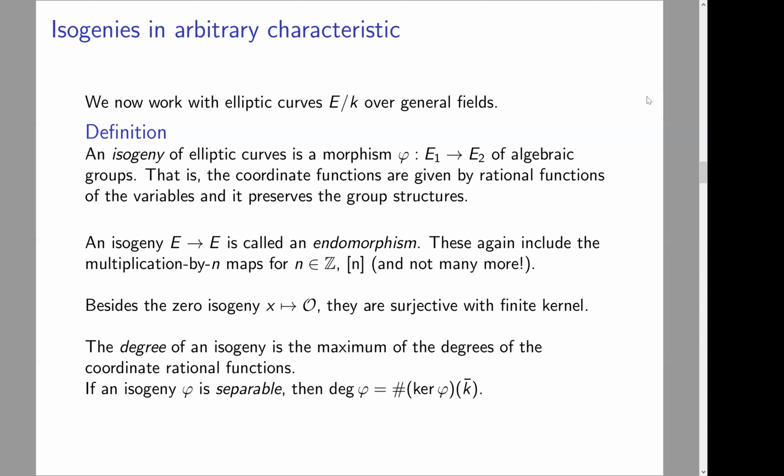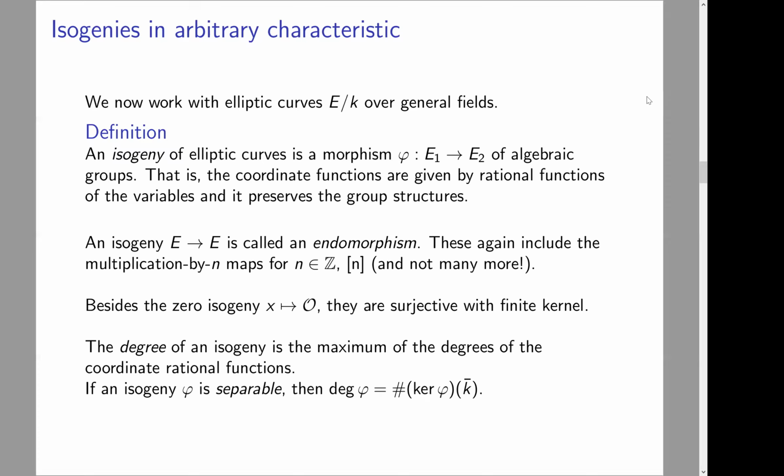And a self-isogeny, an isogeny from an elliptic curve to itself, is called an endomorphism. And again, a little careful, people often would not say the 0 map is an isogeny, but the 0 map is certainly an endomorphism. That's acceptable.